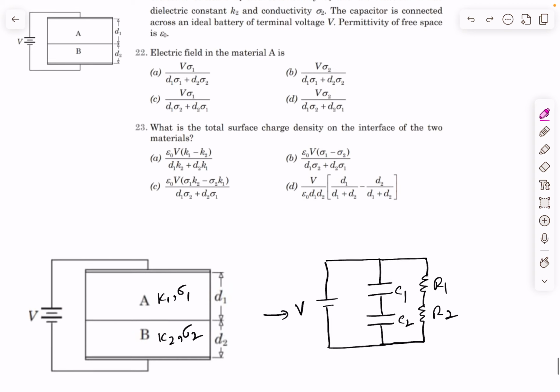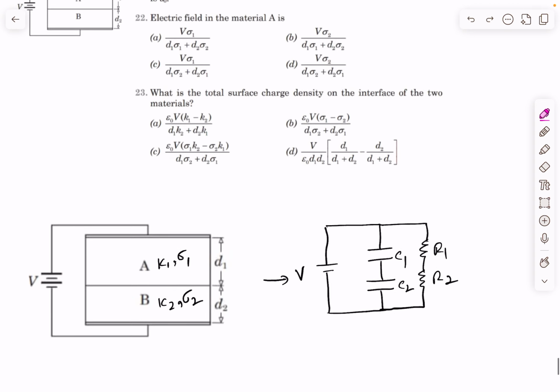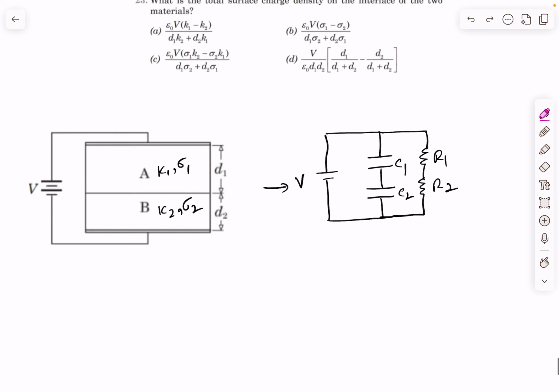The above combination, I have already copy pasted the photo here, and this can be redrawn to look like this. So the capacitors and the resistances, their combinations can be connected across the battery in parallel. So the effective capacitance we can write down, but before that we need to write C1 and C2. So C1 can be written as epsilon naught K1 A upon D1. Similarly, C2 we can write as epsilon naught K2 area upon D2.